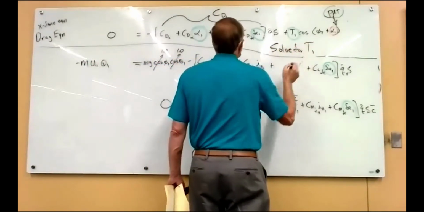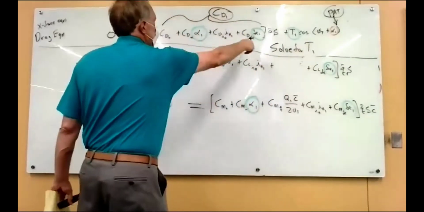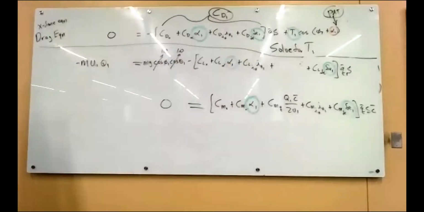So we'll just write that, solve for T1. The nice thing about this is you can use this linear model, or you can use the drag polar, just like for cruise flight. So if you have an accurate drag polar, you can pop that in there and get a better solution for that.